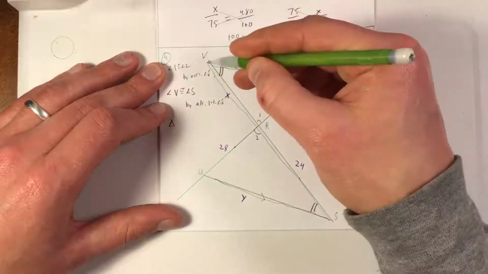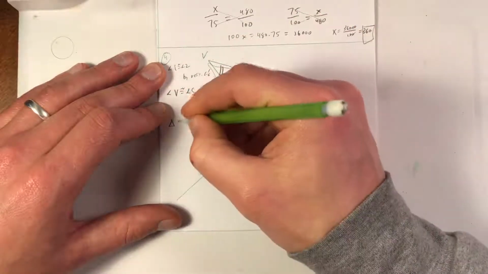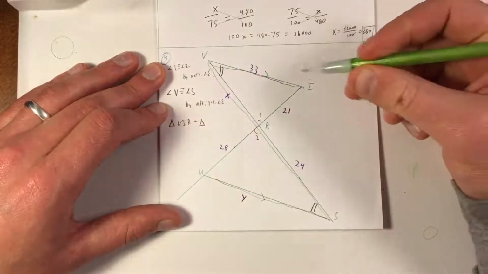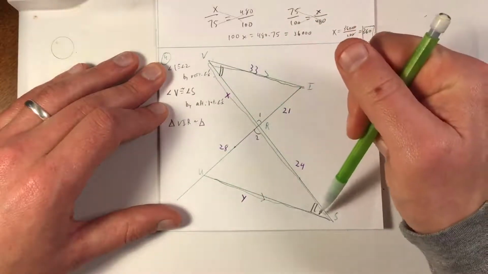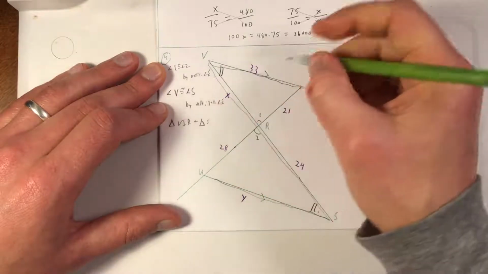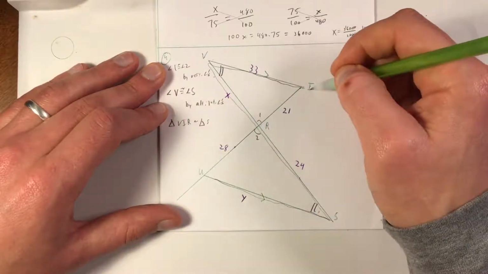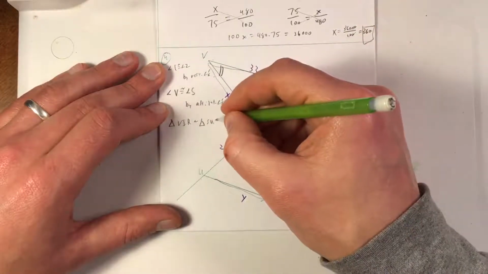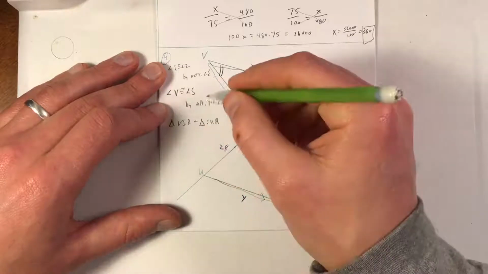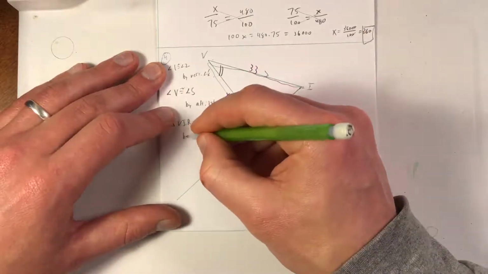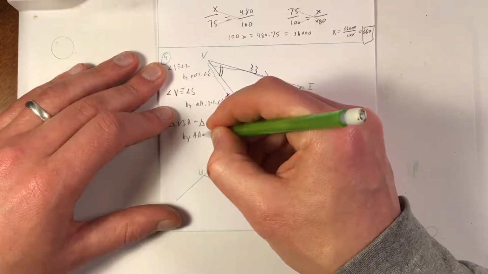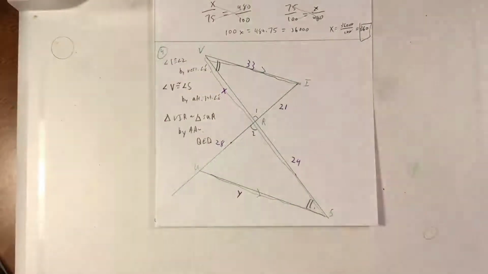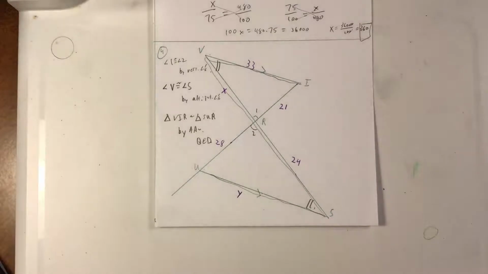So triangle VIR is similar to triangle, now we gotta be careful here, V matches up with S, I matches up with U, and R still matches up with R. So those triangles are similar by angle similarity, QED, and we're done with that. Great. Now we can actually get down to the business of setting up the proportions.